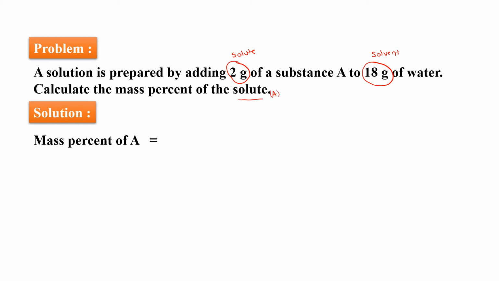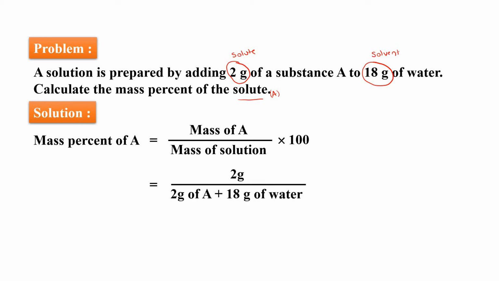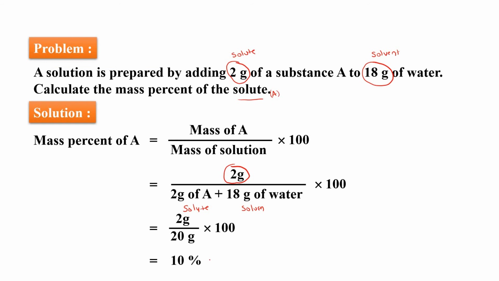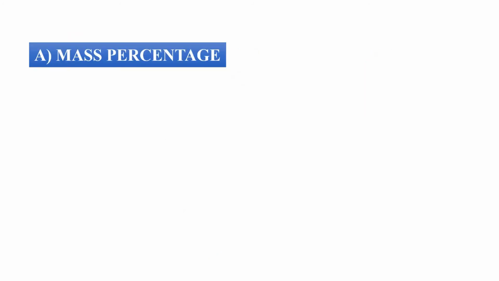What will be the formula? Mass of substance A divided by mass of the solution. The mass of the substance is given as 2 grams. And the mass of the solution is solute plus solvent. So now you get 2 by 20 into 100, that will be 10%. This will be the answer. A very simple problem.